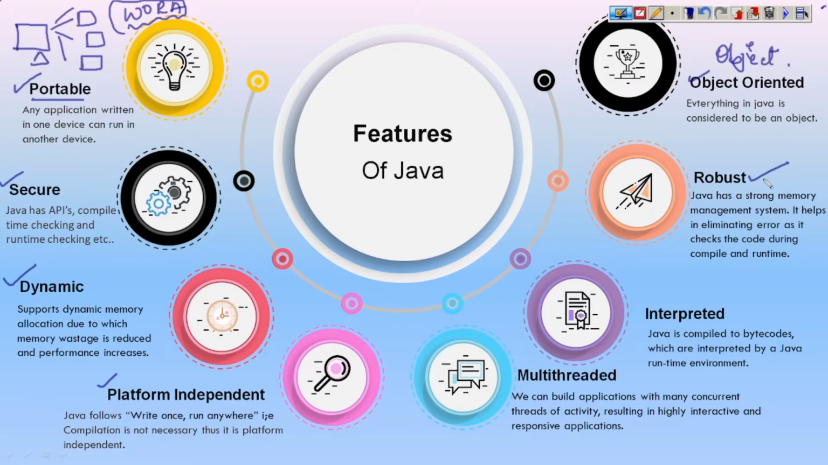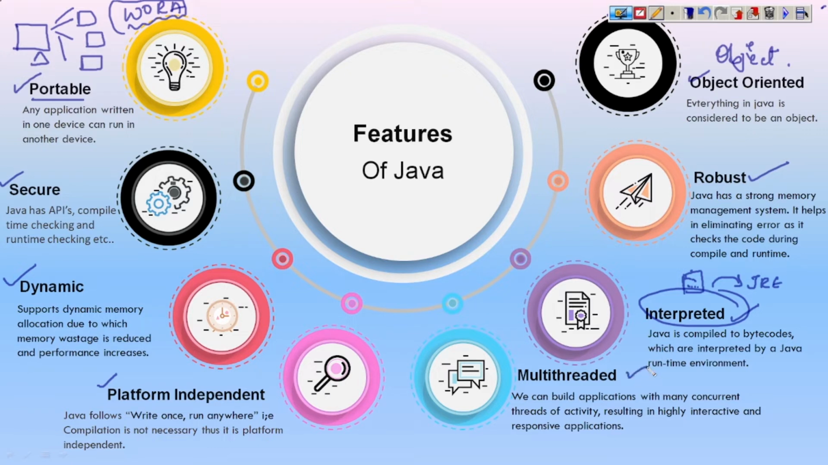The sixth one is robust. So, what is this robust? Java has a strong memory management system. It helps in eliminating errors and checking the code during compilation and runtime. With this property, you can create your applications very easily in a small amount of time. Next is interpreted. Java is compiled to bytecodes, as everybody knows, and these are interpreted by the Java runtime environment. So that is the reason why it is called interpreted.